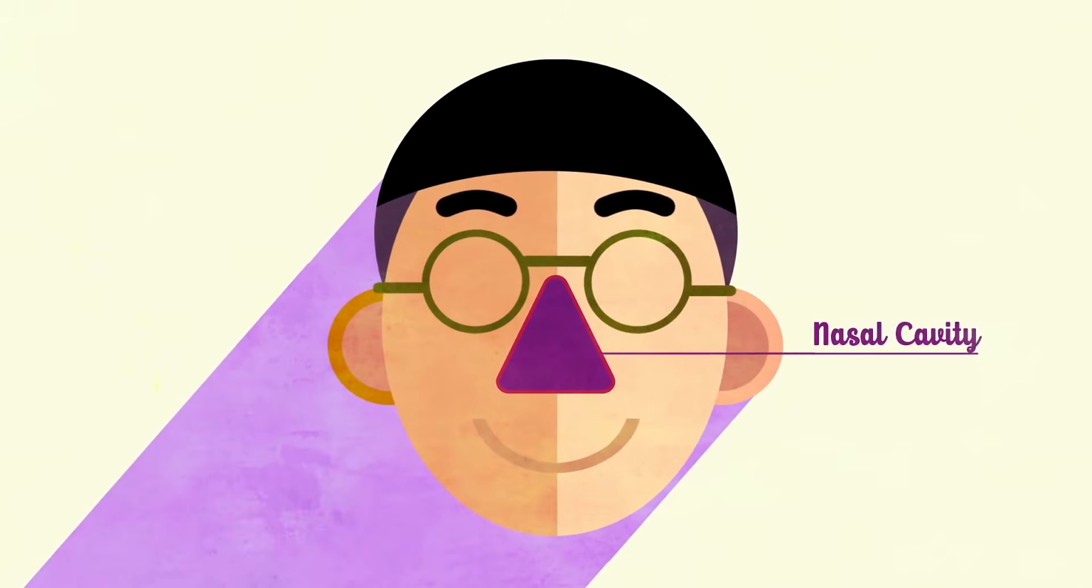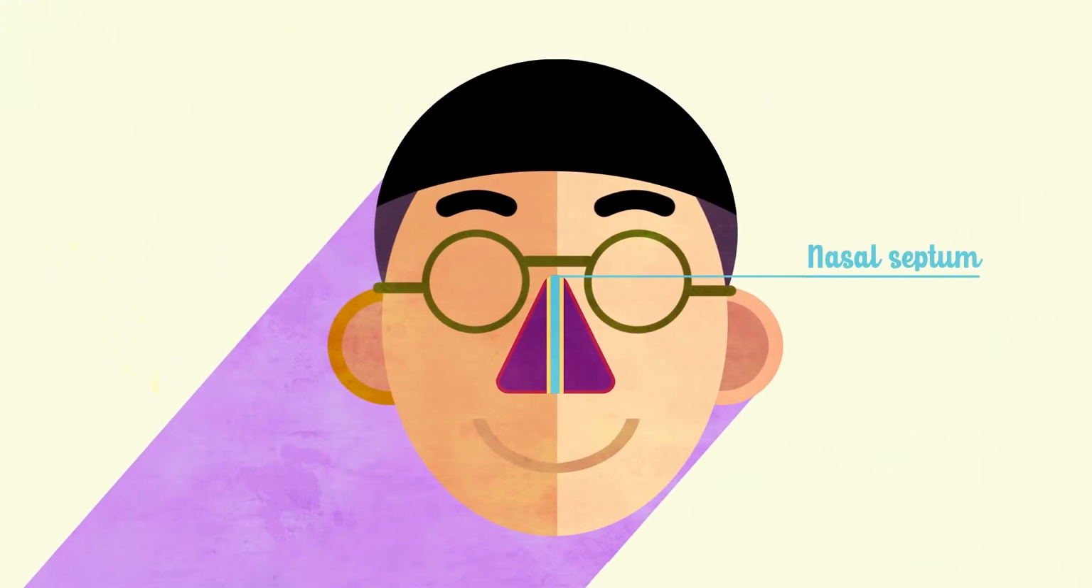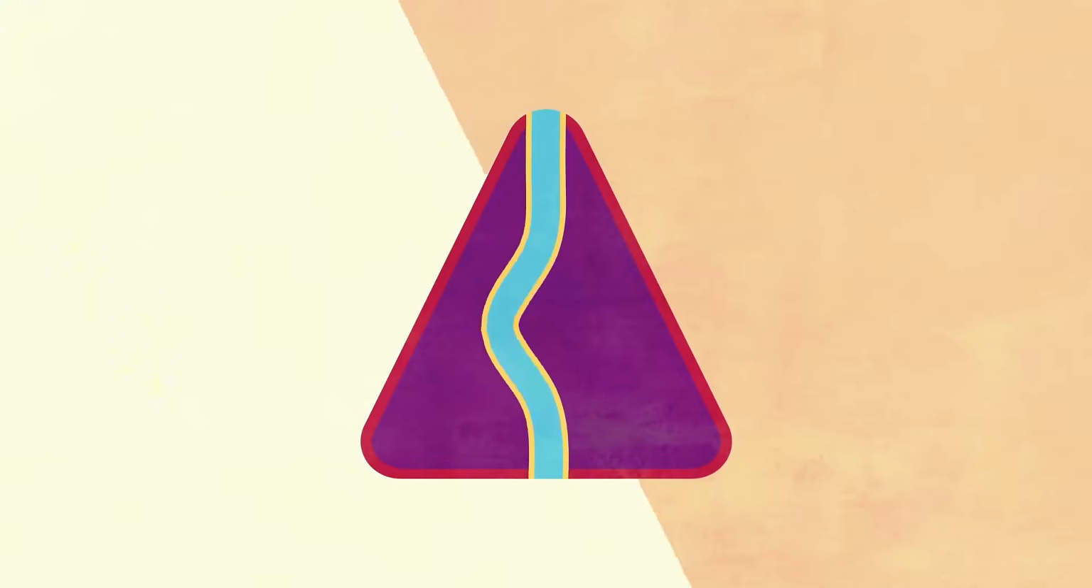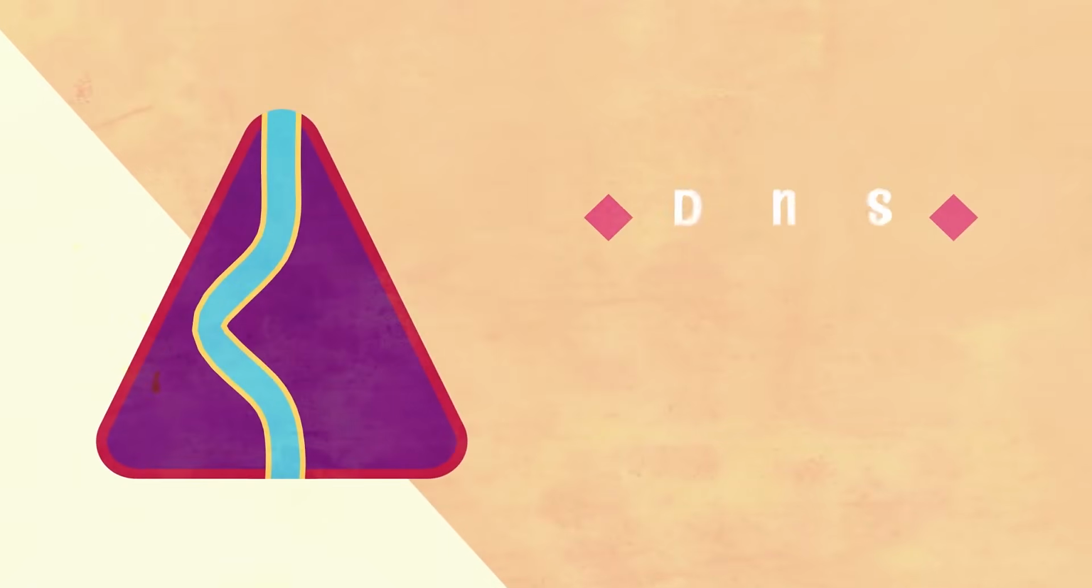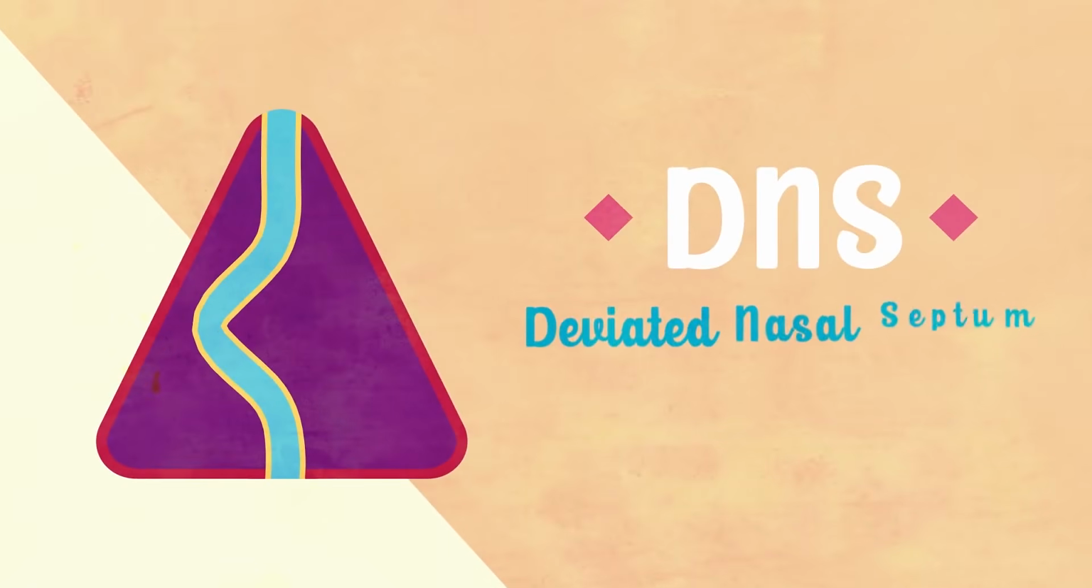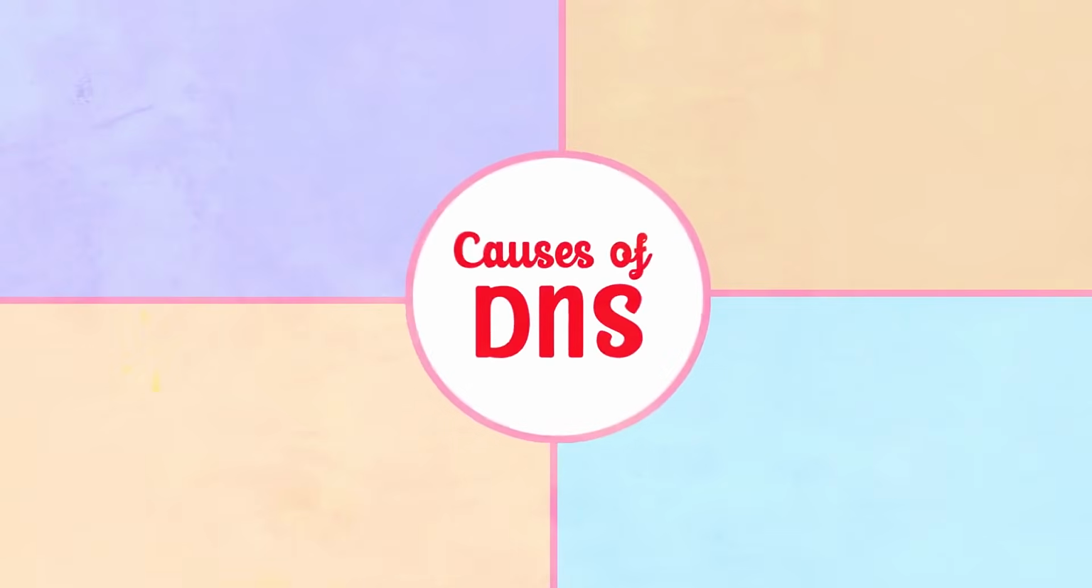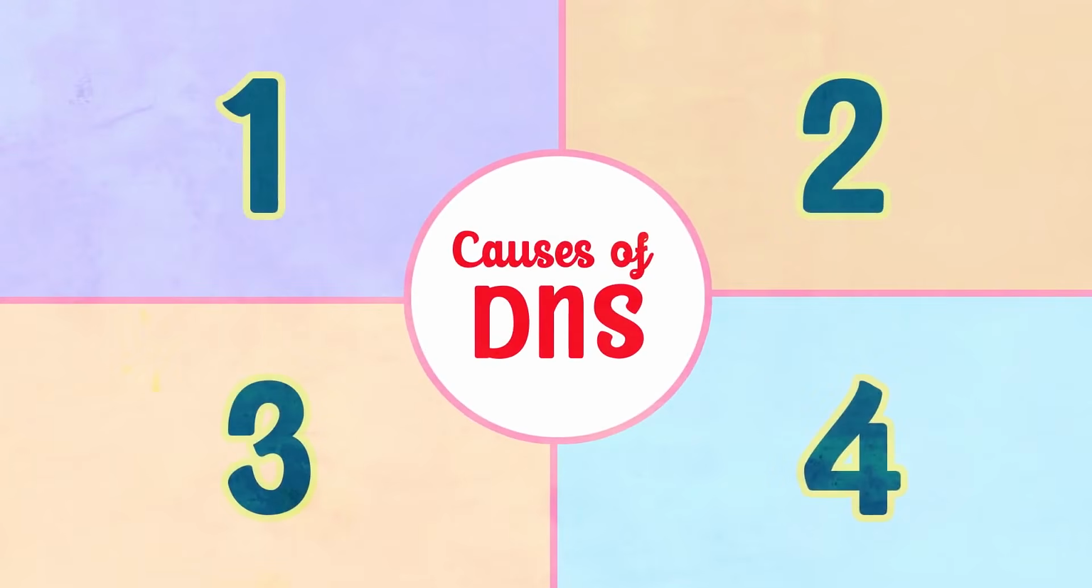Nasal cavity is divided into two by nasal septum. Problems arise when it is not dividing it symmetrically, leading to a condition known as DNS, or deviated nasal septum. Causes of DNS. There are four important causes.